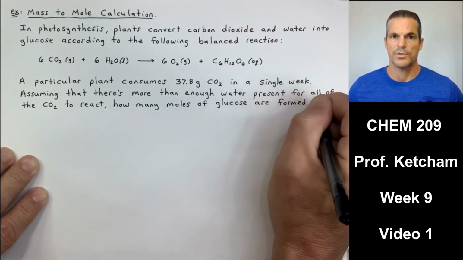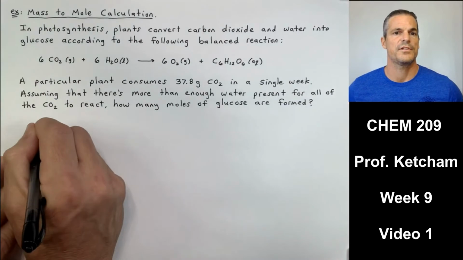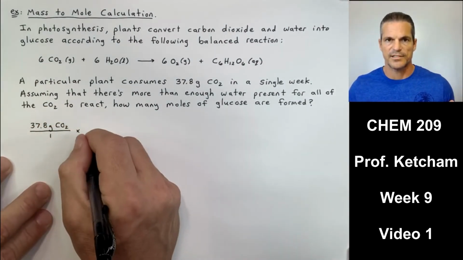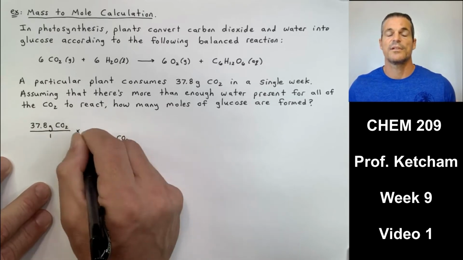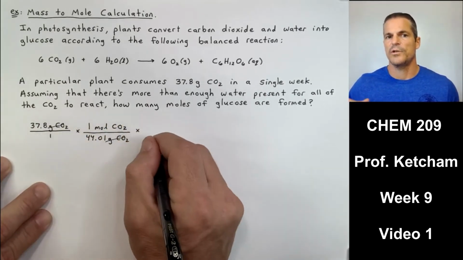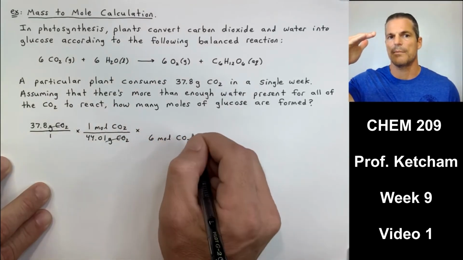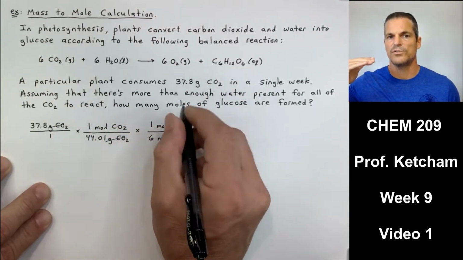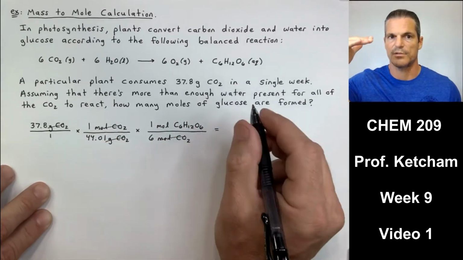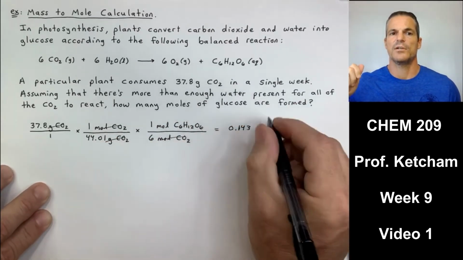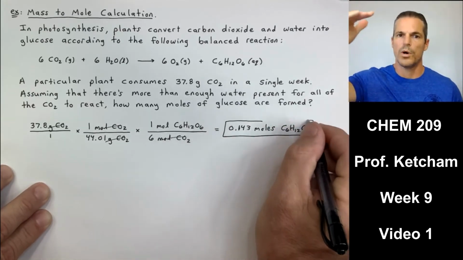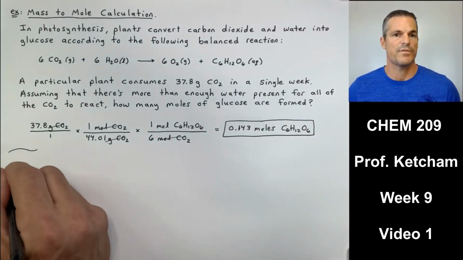So start with what you're given, put it over 1. 37.8 grams of CO2. Grams is not a good place to be in. Let's get to moles. In this case, I'm dividing by the molar mass. And you just look at the units. You got grams of CO2 on top. On the periodic table, CO2 weighs 44.01 grams per 1 mole of CO2. I've got to get out of moles of CO2. So in the balanced equation, for every 6 moles of CO2, 1 mole of C6H12O6.